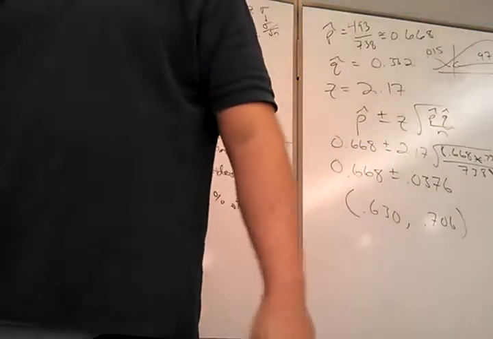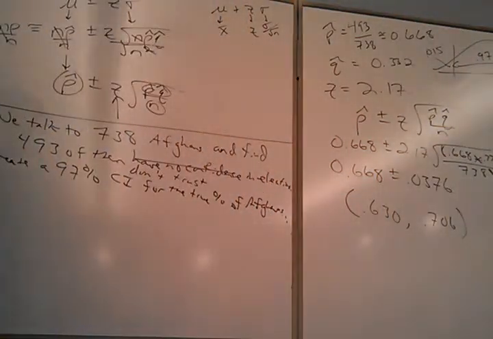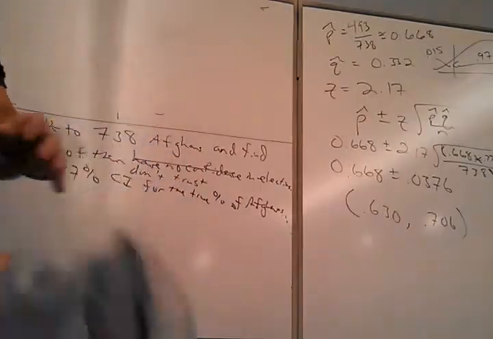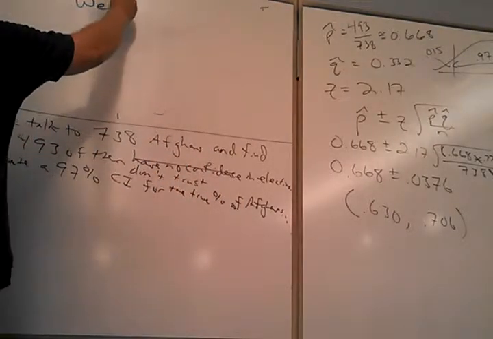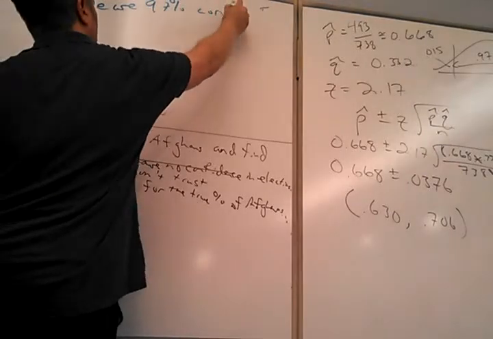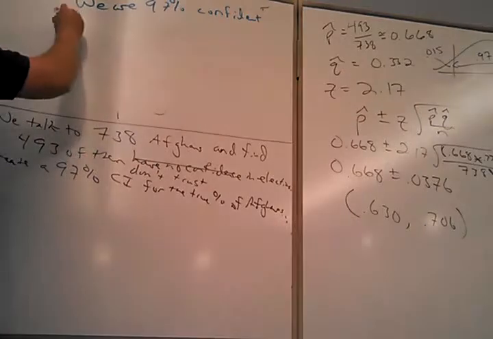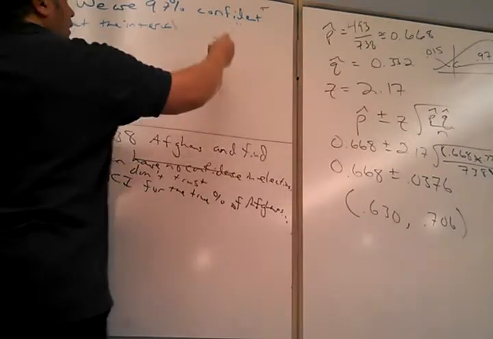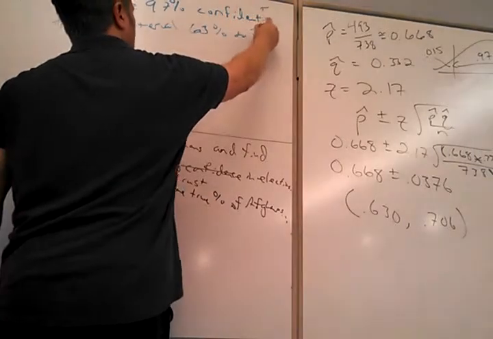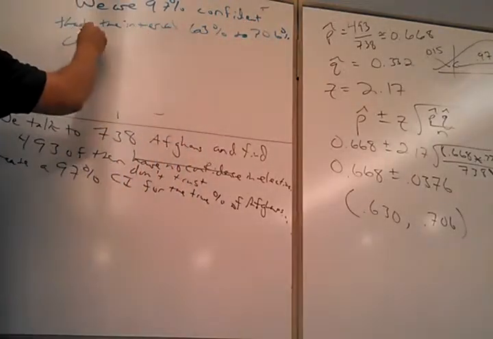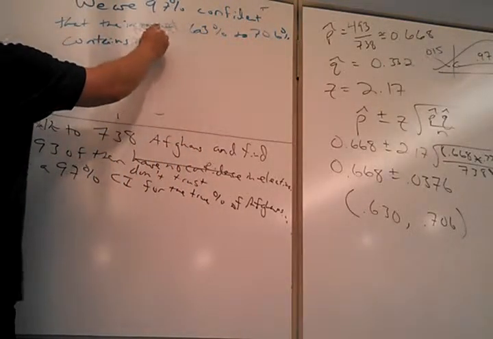So then how exactly would we write this one? We are 97% confident that the interval 63% to 70.6% contains the true... You always want to reference the parameter carefully.